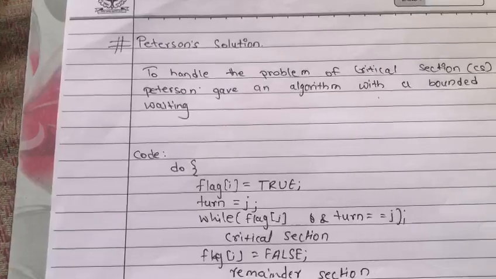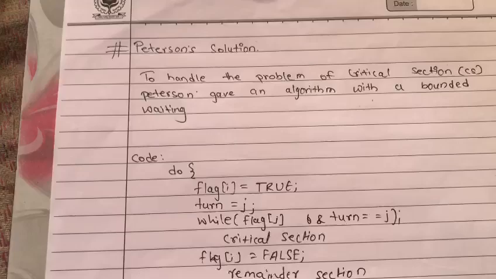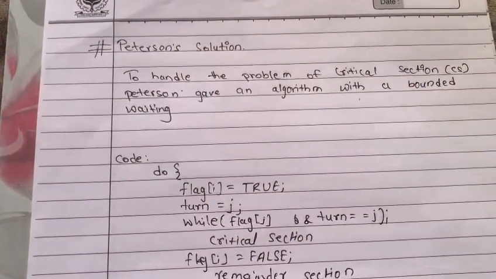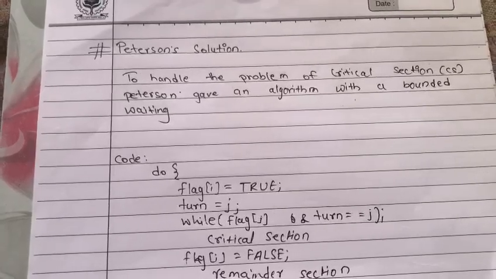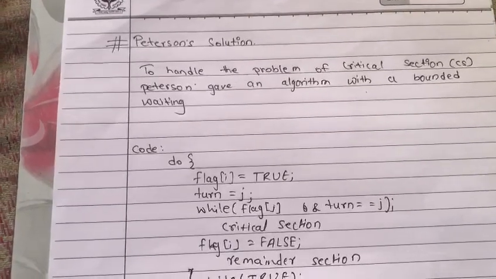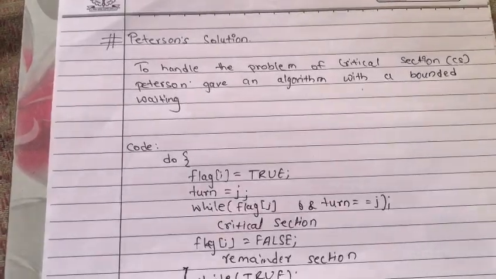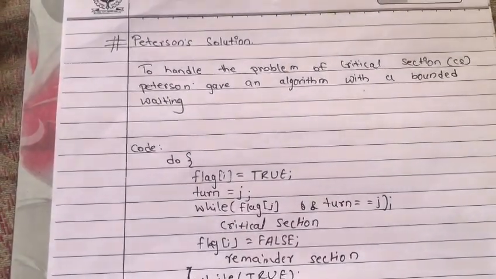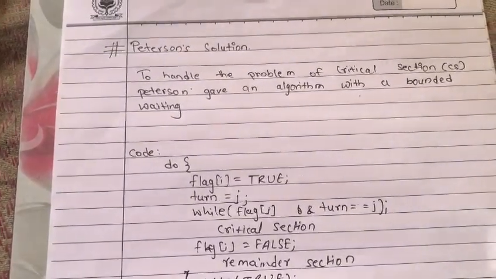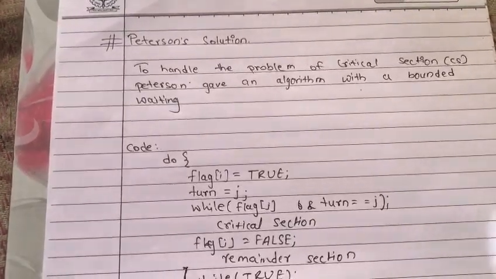In these two process solutions, that is P1 and P0, assume that the load and store instructions are atomic, that is, cannot be interrupted. The two processes share two variables, int turn and boolean flag. Boolean is 0 and 1. The variable turn indicates whose turn it is to enter the critical section. The flag array is used to indicate if a process is ready to enter the critical section. Flag[i] true implies that process Pi is ready.